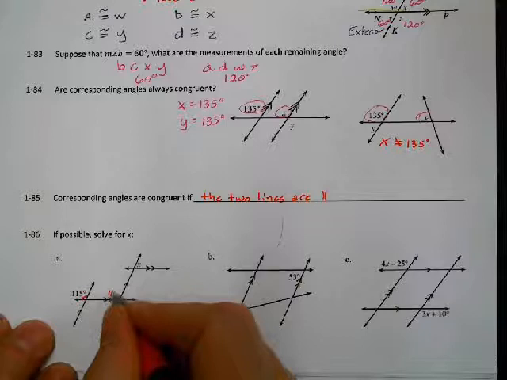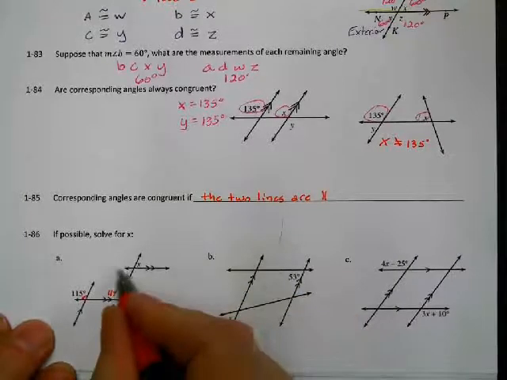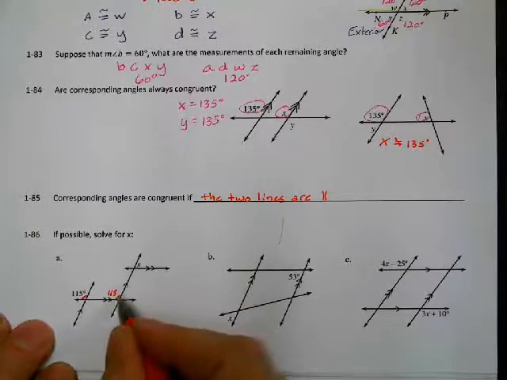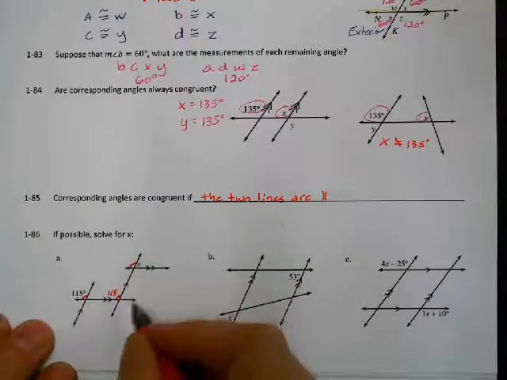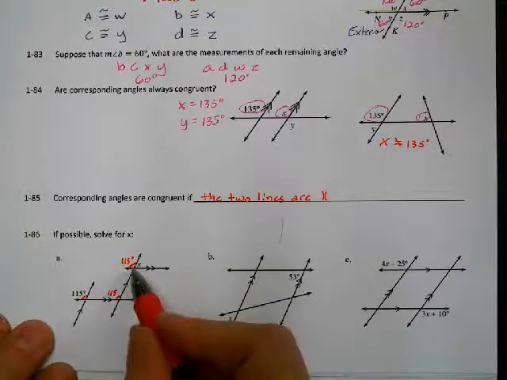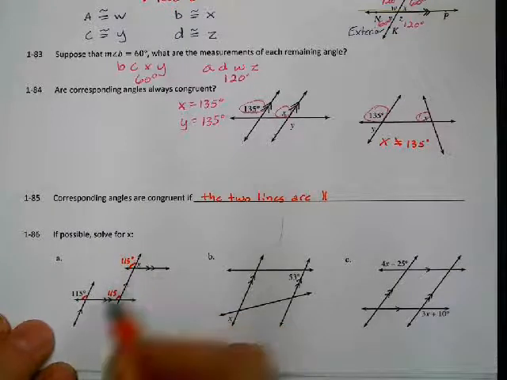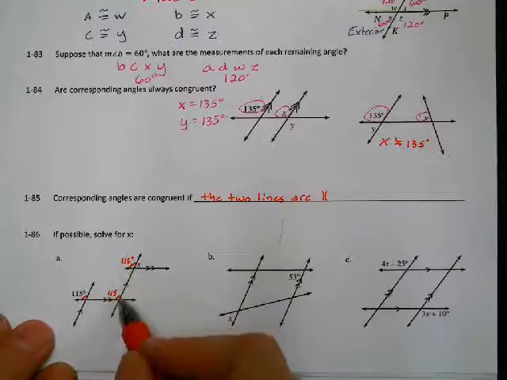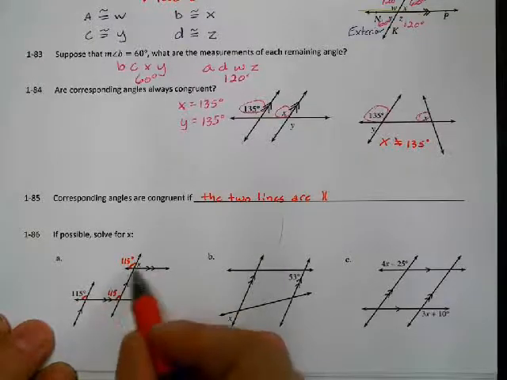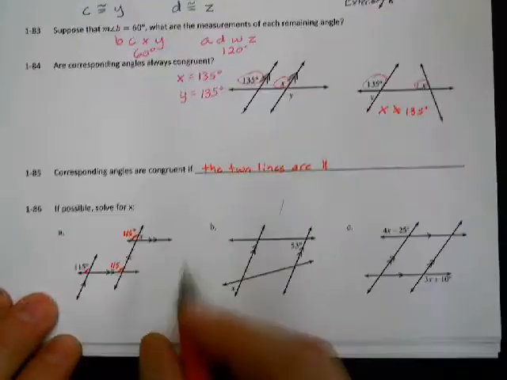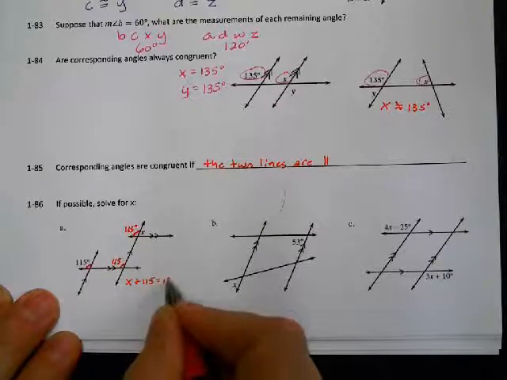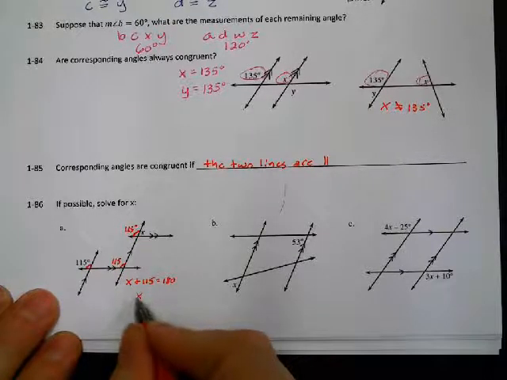All right, now let's look at this parallel line up here and this parallel line down here. This angle and this angle are corresponding angles. So this is 115 because this is exterior, this is interior. We're talking about these two parallel lines. So they're going to be congruent to each other. But X is not corresponding. It's going to be a linear pair with this one. So to solve for X, I'm just going to say X plus 115 equals 180. Subtract 115 from both sides, and I get X is equal to 65.